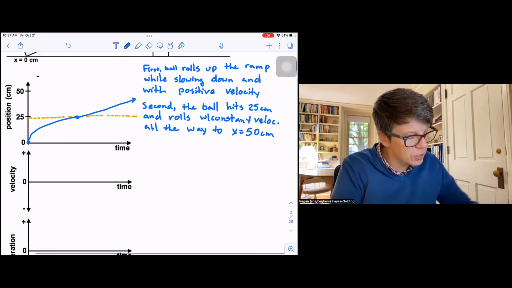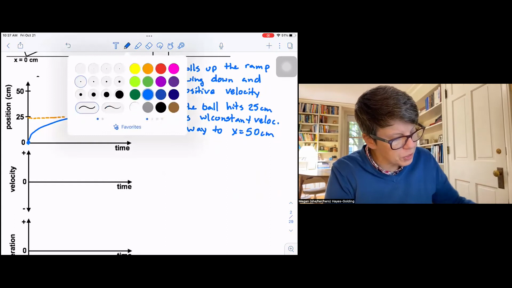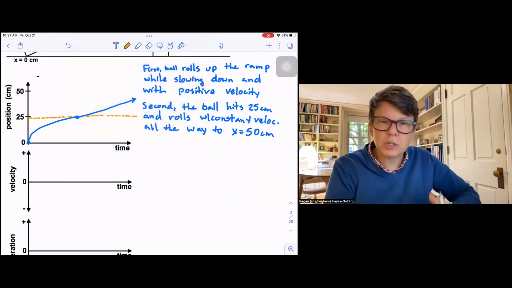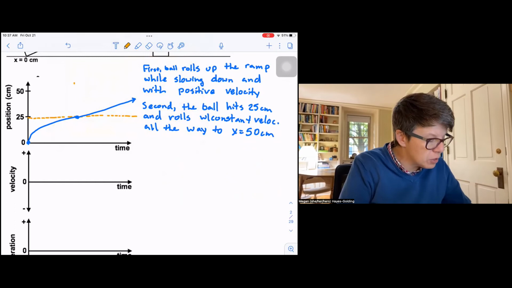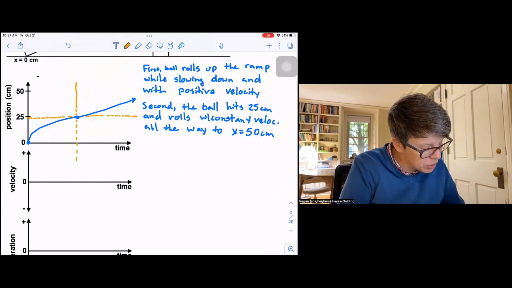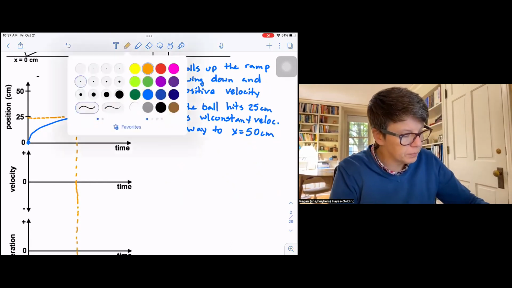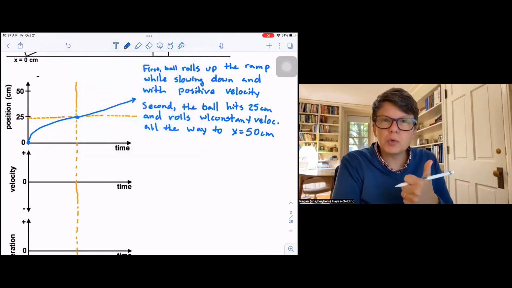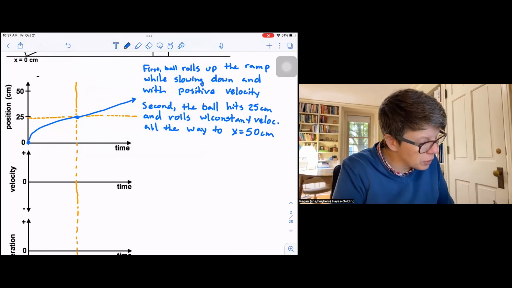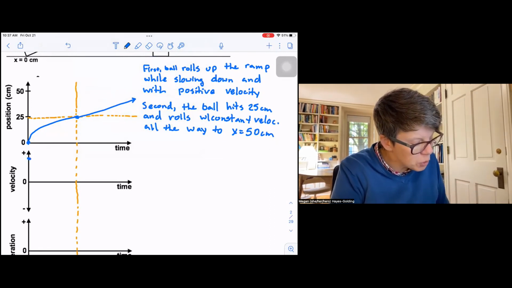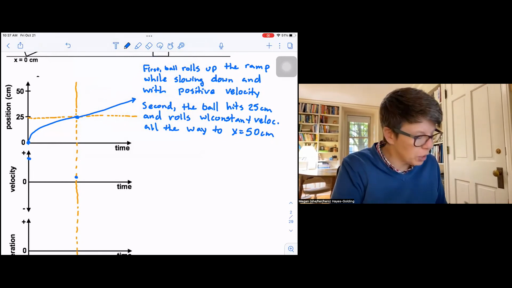What's happening to the velocities? Well, remember earlier I'd suggested that you use that orange dash line to mark off the spot where something changes. I'm going to use now a vertical dashed line that also shows us where something happens about the motion of the ball at that point. All right. First, we're moving forward, positive velocity, and slowing down. So we need to go from a large velocity to a small velocity, and then we're going to roll at a constant velocity.